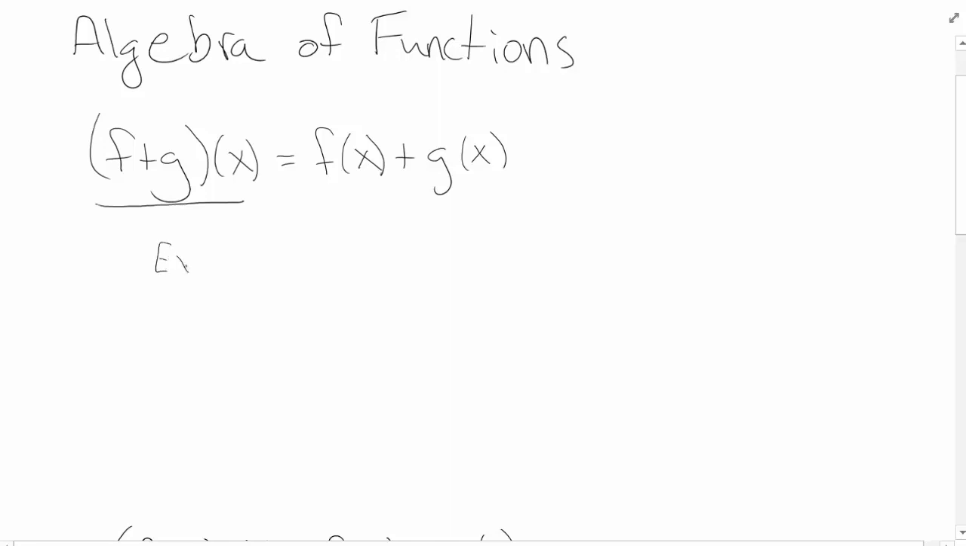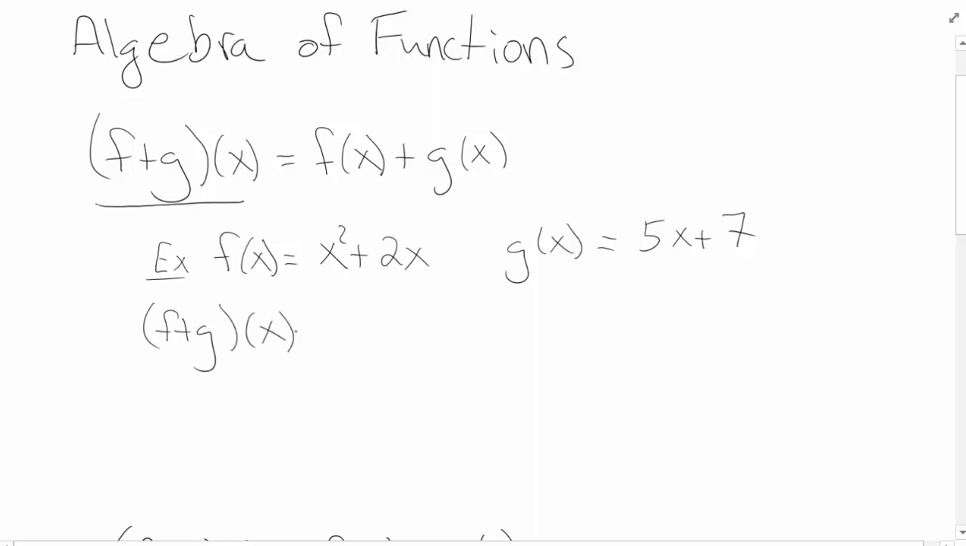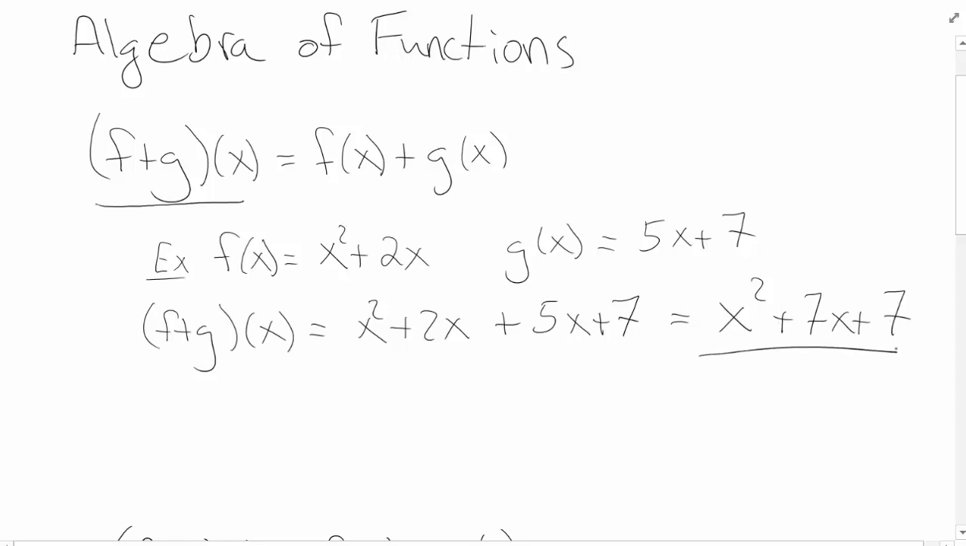So for example, let's say f of x was, how about x squared plus 2x, and my g of x is equal to, how about 5x plus 7. That means f plus g of x is the new function where you take f of x, which is x squared plus 2x, and you add it to g of x, which is 5x plus 7. Combine like terms, that gives me x squared plus 7x plus 7, which you can see is a new function.